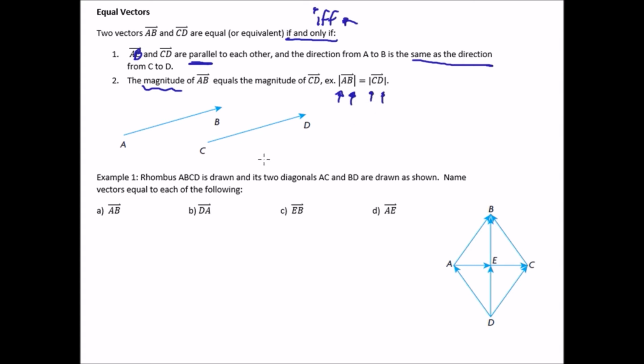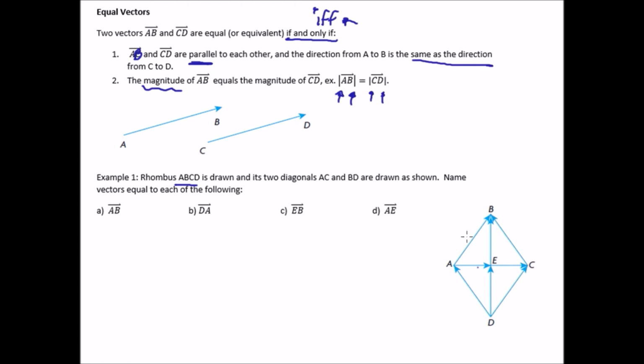Okay, so let's take a look at example 1. Rhombus ABCD is drawn and its two diagonals AC and BD are also drawn as shown. Okay, just a reminder, ABCD, you have to go in order around the rhombus in order to name it. Okay, name vectors equal to each of the following.